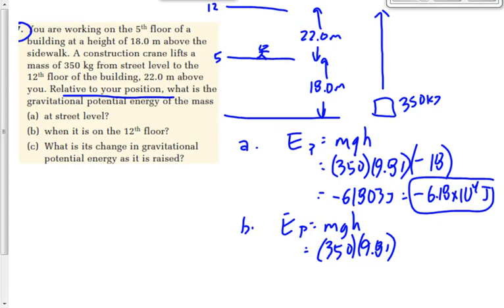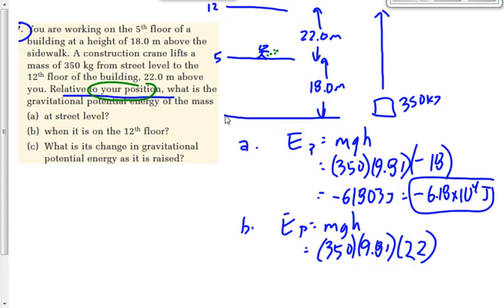Yep, Bailey? 22 and 18? No, it's not 22 and 18. It's just 22, Bailey, because we're trying to find the potential energy relative to my position, which is on this floor. Relative to the ground, it would be 22 plus 18. So it's not wrong to say the potential energy is m times g times 40, if you're looking for the energy relative to the ground, the ability to fall to the ground, not to the fifth floor.